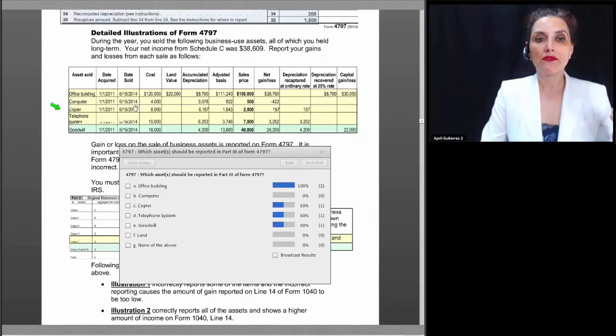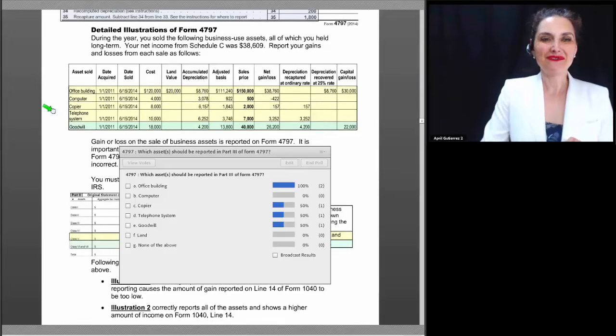Copier. We bought for $8,000. We sold for $2,000. We have accumulated depreciation of $61.57 and an adjusted basis of $18.43. We've sold it for more than the adjusted basis. It means we have a profit. The profit is at least in part due to recapture of depreciation. It's going to go in Part 3.